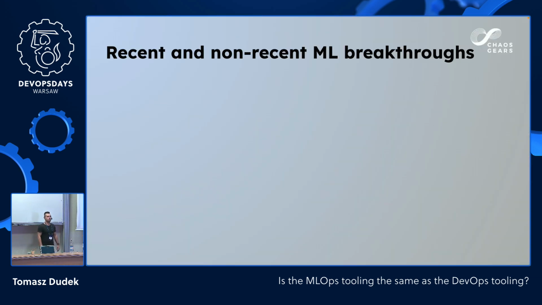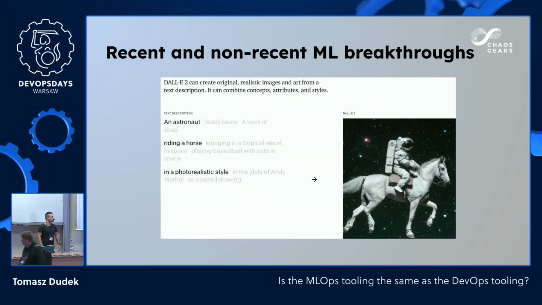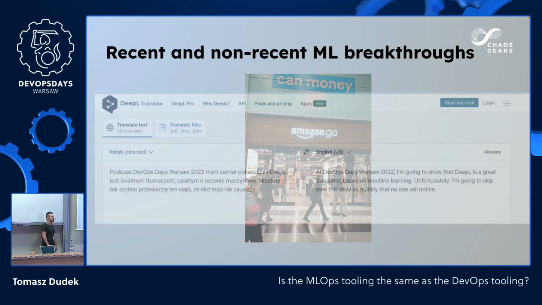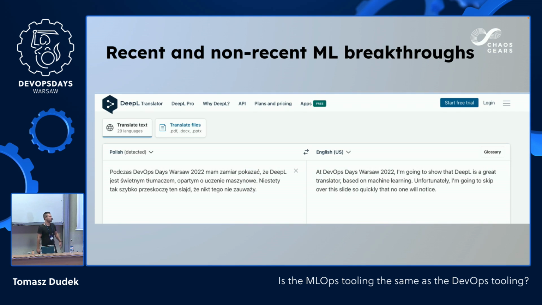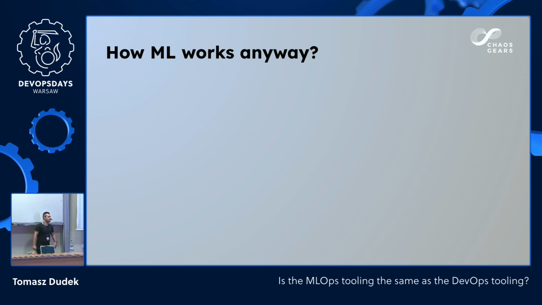Nobody's shocked anymore when I tell them that machine learning is indeed everywhere. Uber tells you how much your ride is going to take. DALL-E 2 generates pictures of so high quality that it makes artists question their future in their industries. Amazon creates shops without cashiers. DeepL has very high quality translations based on machine learning, and something less flashy, such as shops telling you which product to buy next.